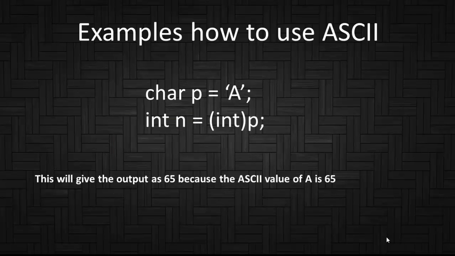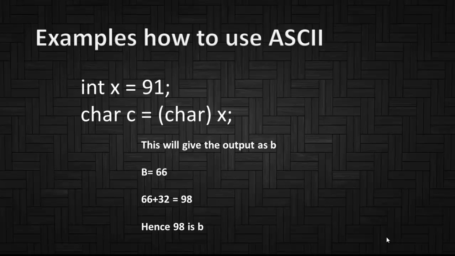How to use ASCII. char p = 'A'; int n = (int) p; This will give the output as 65 because the ASCII value of A is 65. How to use ASCII. int x = 98; char c = (char) x; This will give the output as b. B equals 66. 66 plus 32 equals 98. Hence 98 is b.